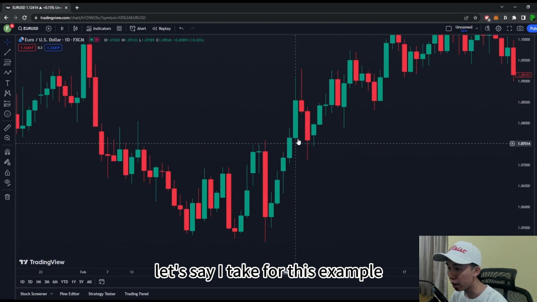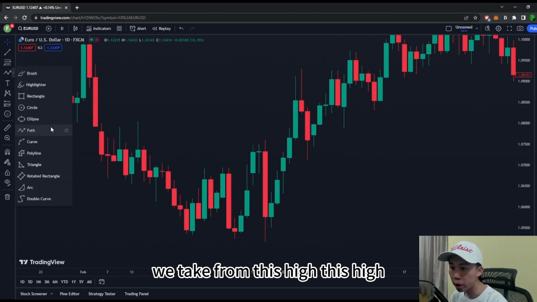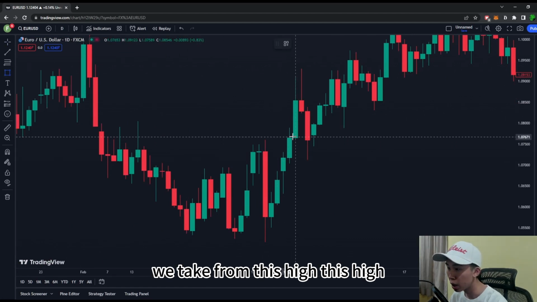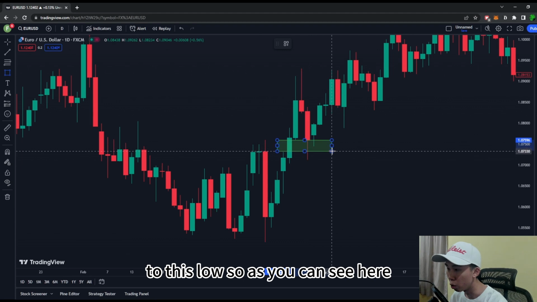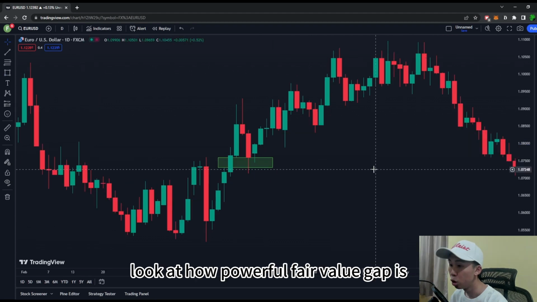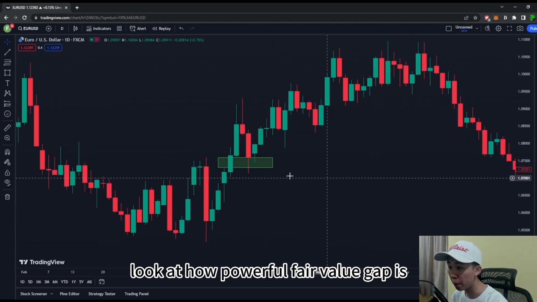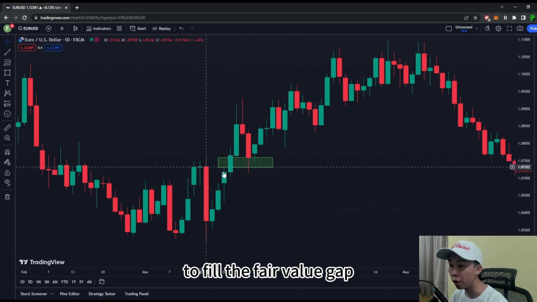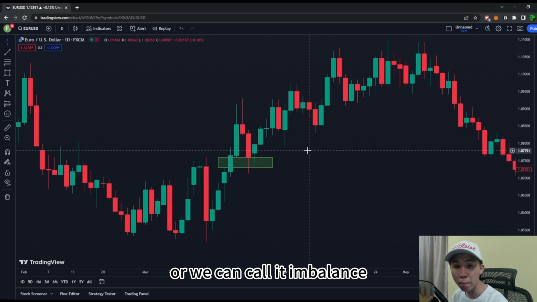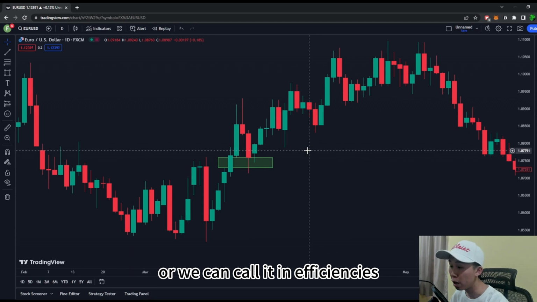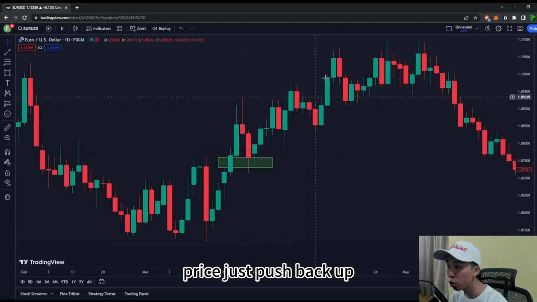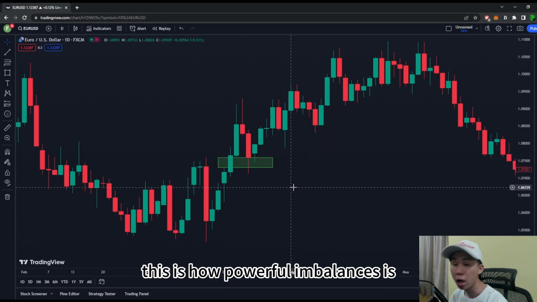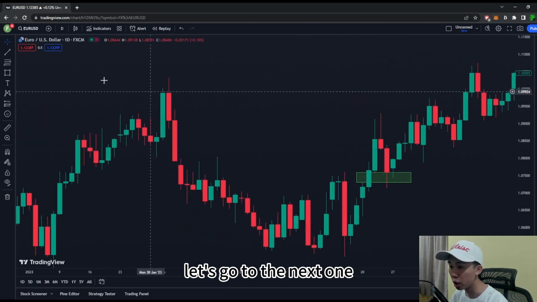Let's say for this example, we take from this high to this low. So as you can see here, look at how powerful fair value gap is. Price came down to fill the gap, to fill the fair value gap, or we can call it imbalance, or we can call it inefficiencies. Price just pushed back up after filling it. This is how powerful imbalances are. Let's go to the next one.